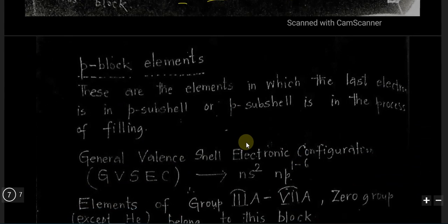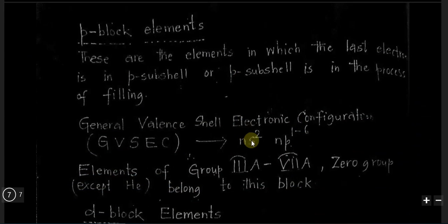Then P block elements: the last electron enters the P subshell, which is in the process of filling. The general valence shell electron configuration is ns2 np1-6. Elements of groups IIIA to VIIA and 0 belong to this block.